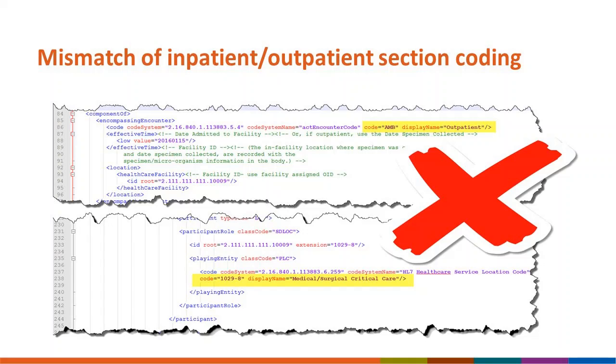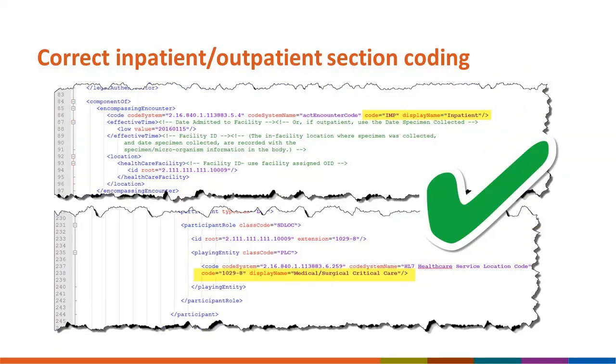This example shows the inpatient-outpatient section coded as AMB for outpatient in line 86, while the HL7 code 1029-8 on line 238 is actually for a medical, surgical, critical care unit, which is not an outpatient location. This CDA should not be accepted into NHSN, but it currently is being accepted. This will be fixed in the 9.2 release to prevent these types of mismatches from being accepted into NHSN.